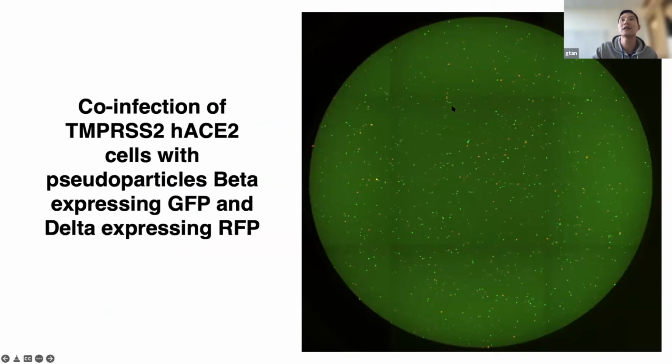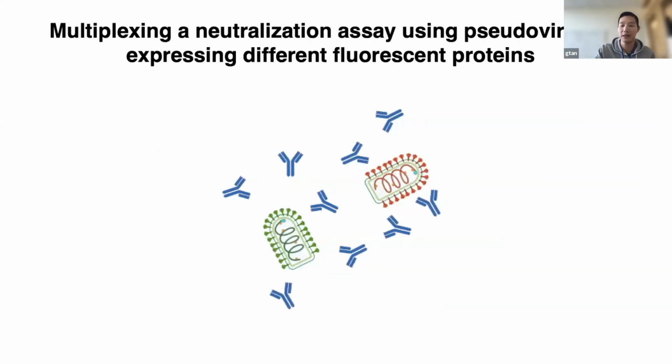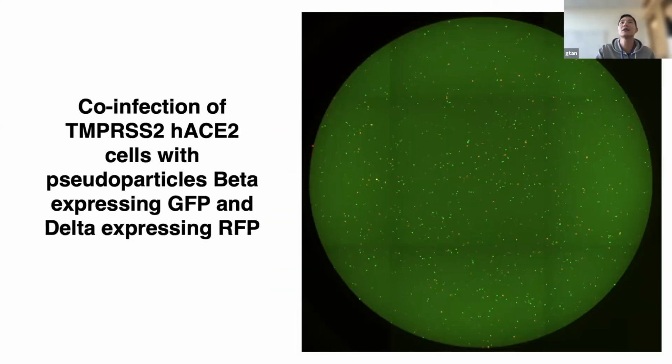So meaning that if you see a green, that would mean a beta VSV entering into that cell. And if you have RFP, then that would be a virus representing the delta virus. So we ended up using cells expressing the TMPRSS2 serine protease and the human ACE2, because it provided the best read and is highly susceptible to this virus.